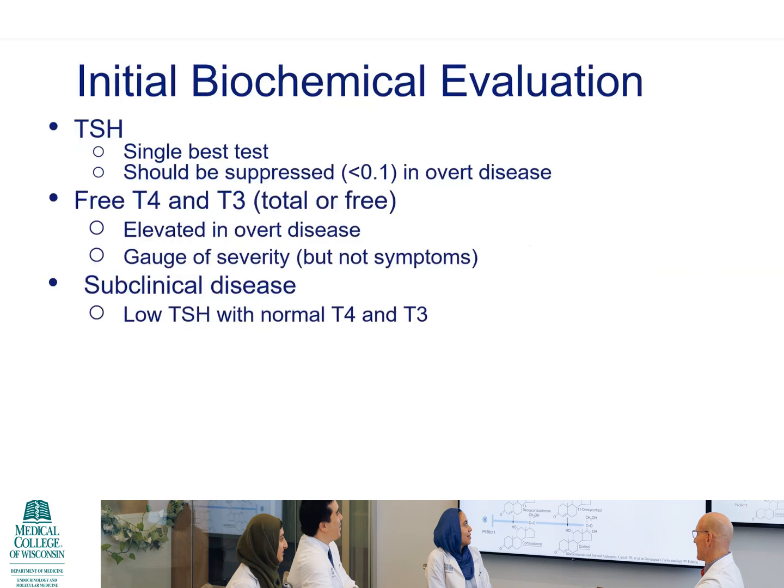The initial biochemical evaluation of anybody who is suspected of having hyperthyroidism should start with the TSH. It's the single best test, and in individuals with overt hyperthyroidism, that TSH should be suppressed, meaning it's less than 0.1. The T4 and T3, in general, the free T3 assays are fine, and you can get free T4 and free T3. Those should be elevated in individuals with overt disease, and they're a good gauge of severity, but not always of symptoms. If we talk about subclinical hyperthyroidism, those are individuals who have a low TSH but have a normal T4 and T3.